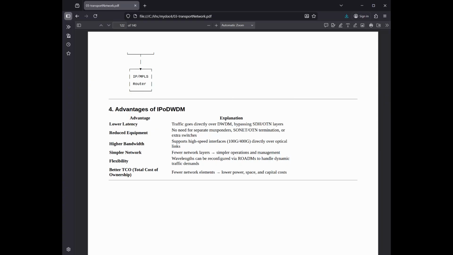Summary table. Feature: traditional DWDM versus IPoDWDM. Hardware footprint: large, separate chassis versus minimal, integrated pluggables. Interconnects: many gray fiber patches versus none, internal to the router. Power consumption: high W/Gbps versus low W/Gbps. Control plane: fragmented versus unified, SDN ready. Key technologies in IPoDWDM.